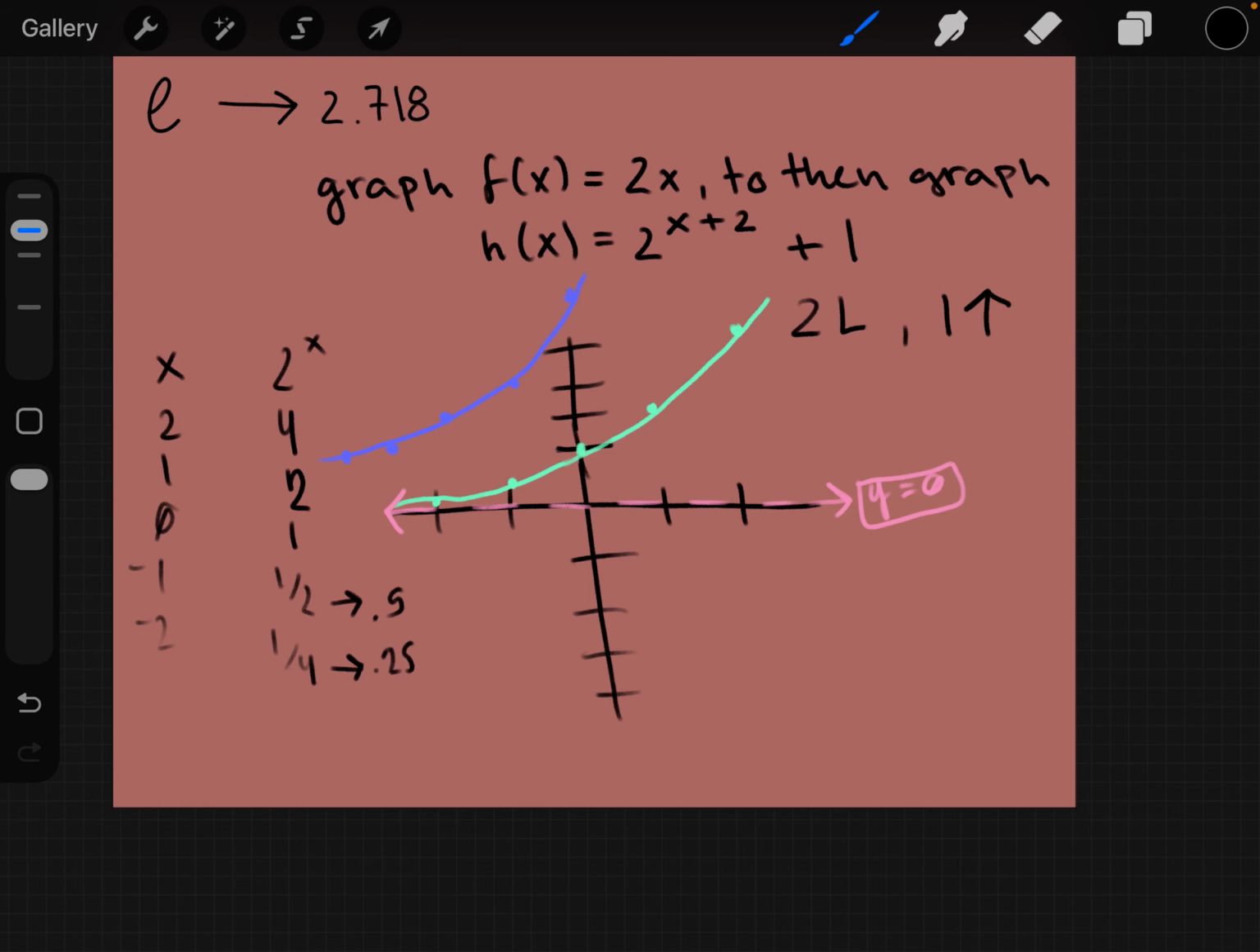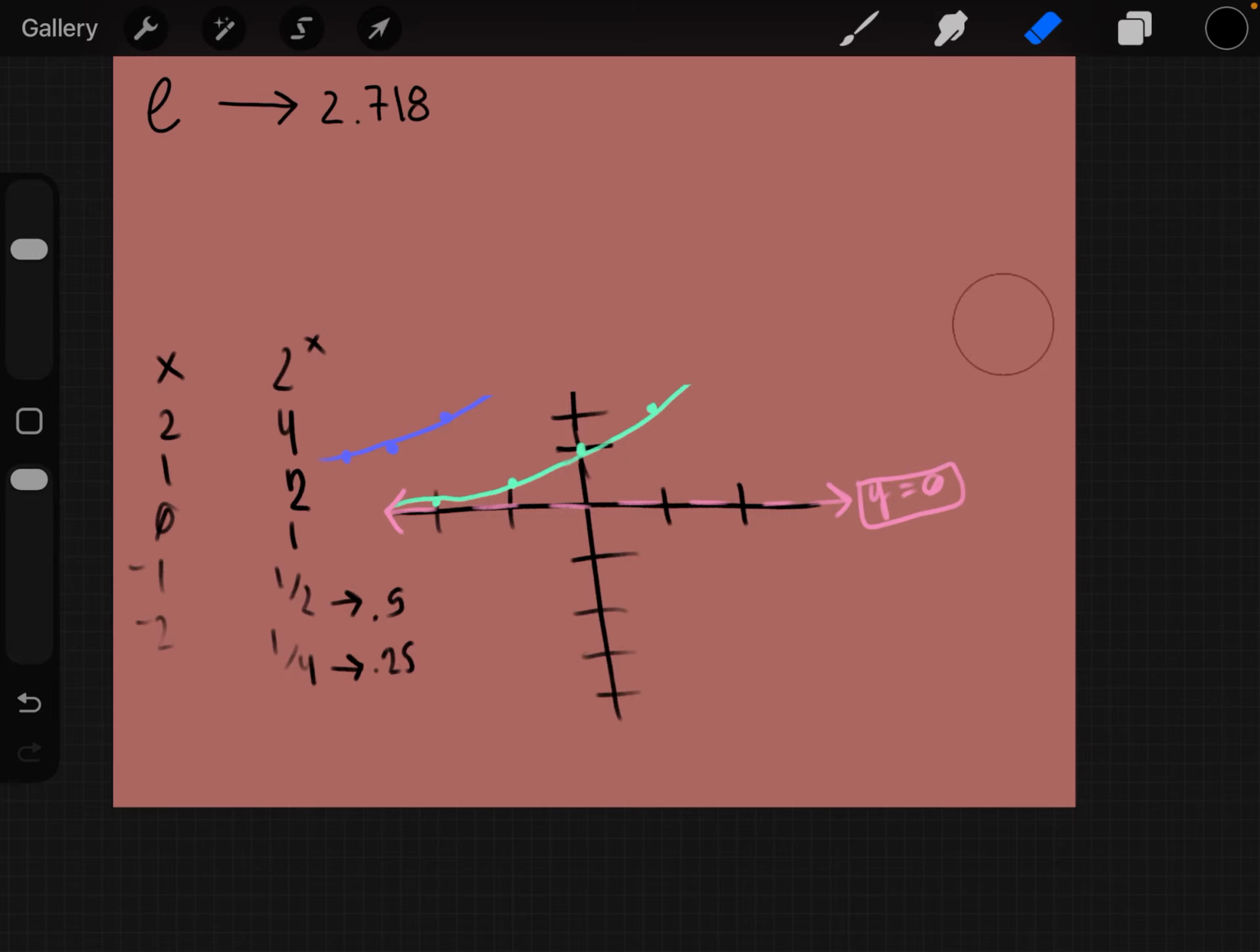On MyMathLab, it'll give you that box. So on horizontal shift, you'll put -2, and then vertical shift, you'll just put 1. And that is how you do that on MyMathLab.